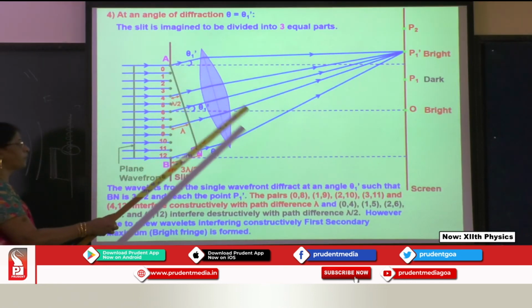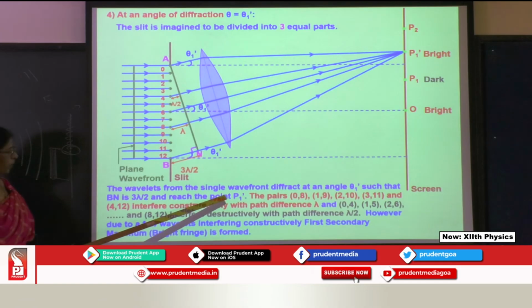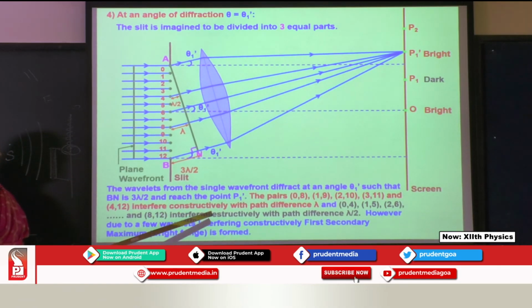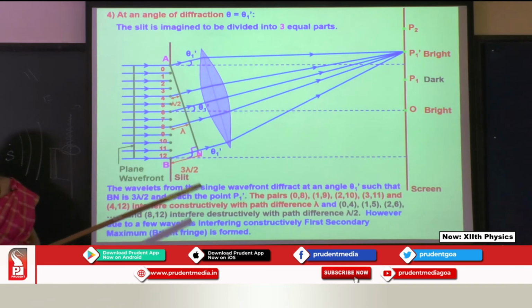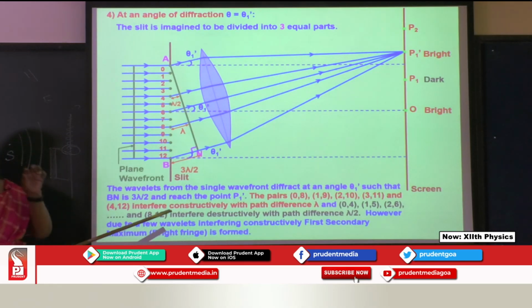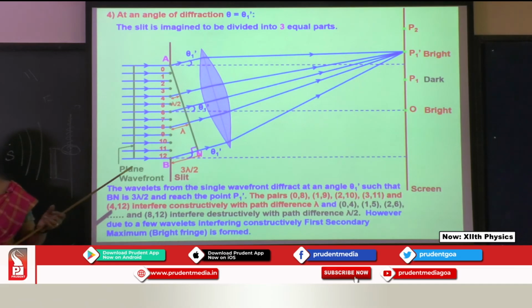So here we get a bright spot on both sides. The wavelets diffract at an angle of 3 lambda by 2 and reach the point P1 dash. The pairs combine like this and therefore interfere. But what happens here? We get a bright spot of 1/3 the intensity of the central maximum.